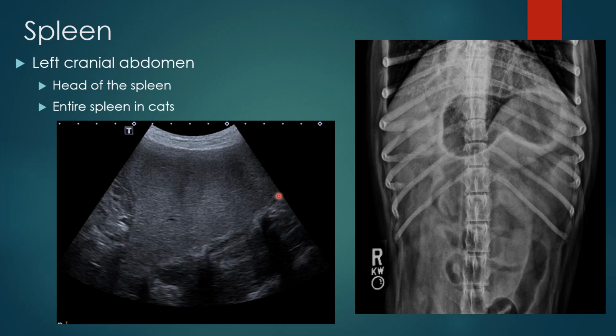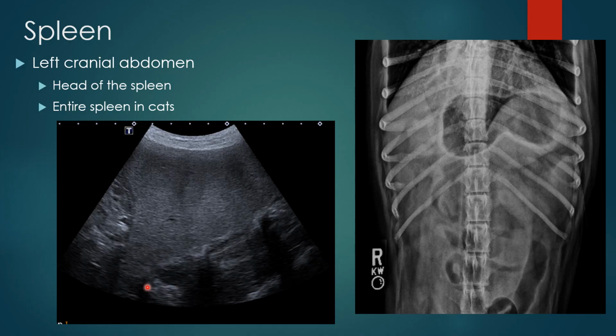So remember what the liver looked like in the last couple slides. This is more hyperechoic and it's more finely textured because you don't have those prominent portal vein walls. This is a sagittal view of the head of the spleen. So this is cranial, this is caudal, and it looks like in a dog, it's kind of got this triangular shape.